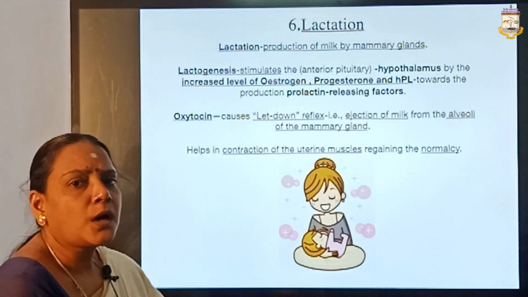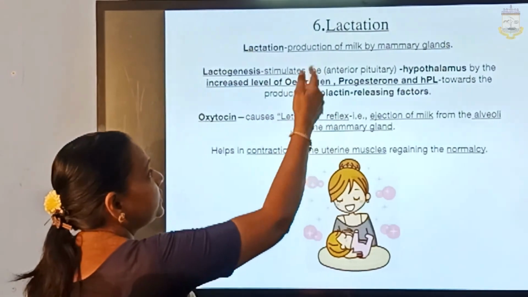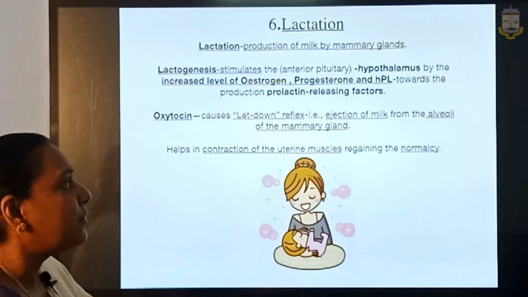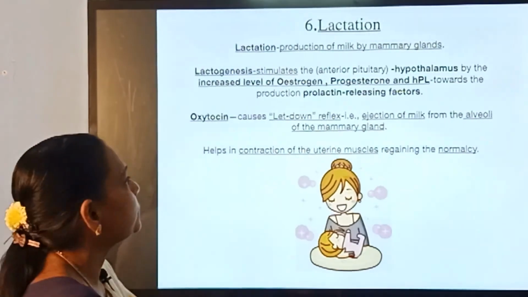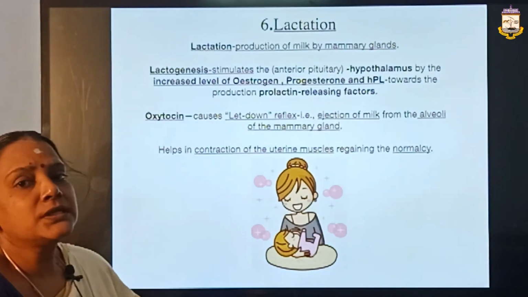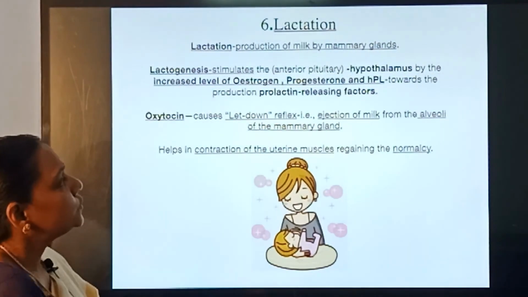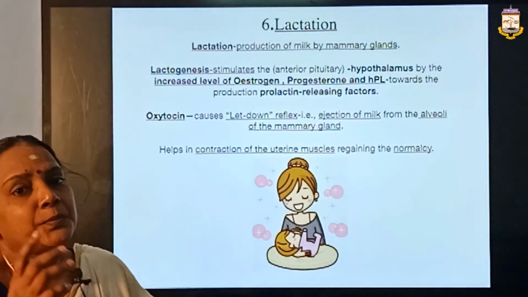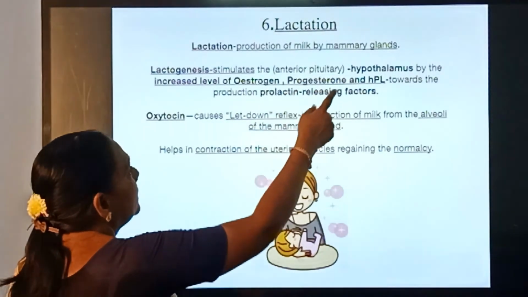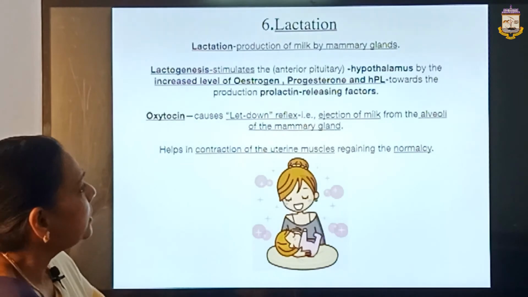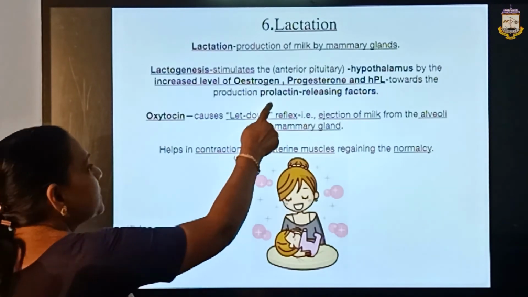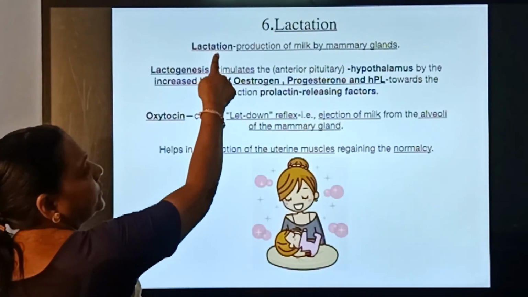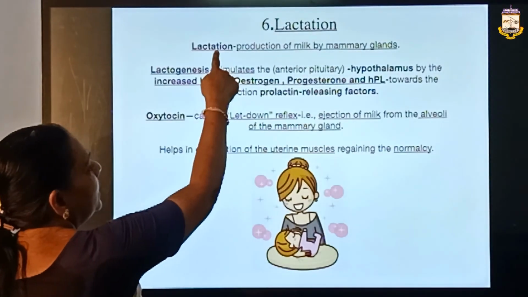It's born. Now the mother must be ready for lactation, that is production of milk by the mammary glands. Immediately after the birth of the baby, lactation is induced. That is called lactogenesis. Genesis means production. Here this stimulates the anterior pituitary gland, the hypothalamus, to make increased levels of estrogen, progesterone and HPL towards the production of prolactin. That means prolactin releasing factors for lactation.